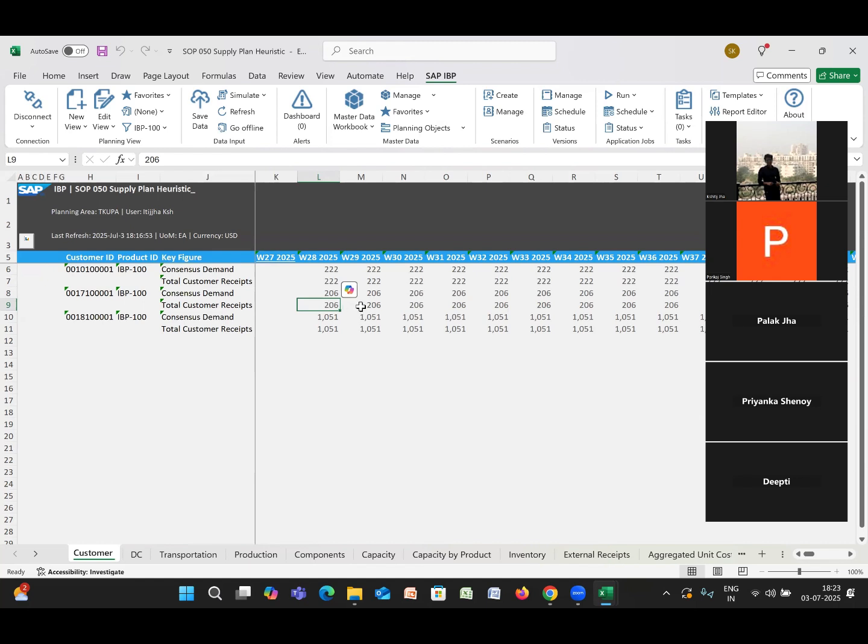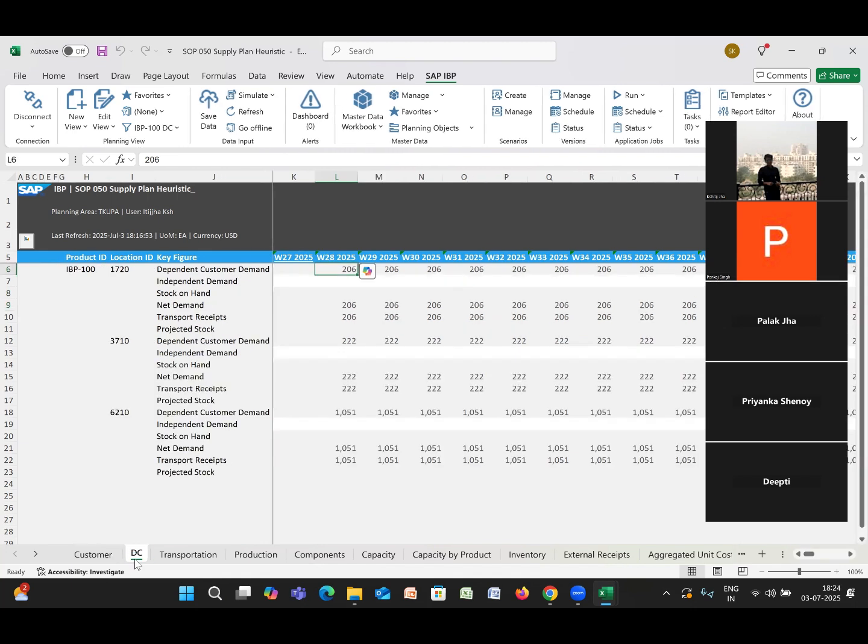And this receipt is resulting, so it is all backward traveling that is happening. Because this receipt is there, this receipt says that, okay, you need 206, we will give you 206. And because we will give you 206, my DC has to have that as a demand. So in each week, you will find that whatever is the total customer receipt is appearing as the dependent customer demand in each week here.